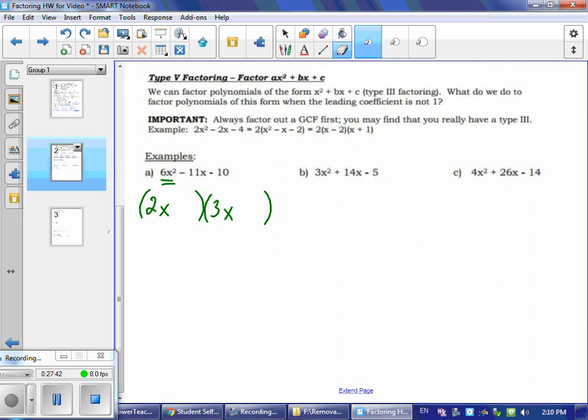We need it to add to negative 11. So let's try the other way. Maybe the other way will work better. Instead of 1 and 10, maybe I go 10 and 1. Now if I do the outside, I get 2. If I do the inside, I get 30. Well, I can't add or subtract 30 and 2 to get anywhere near 11, so that one doesn't work.